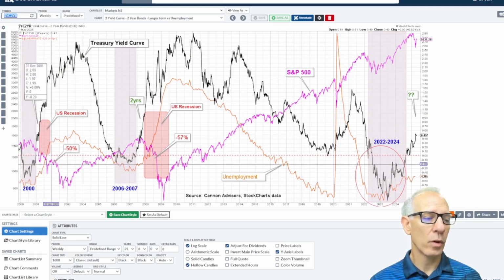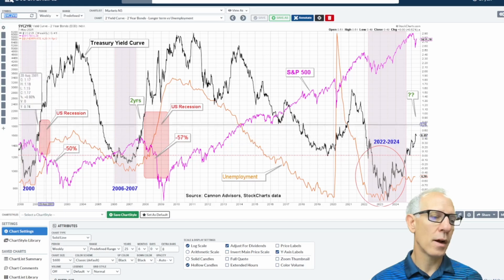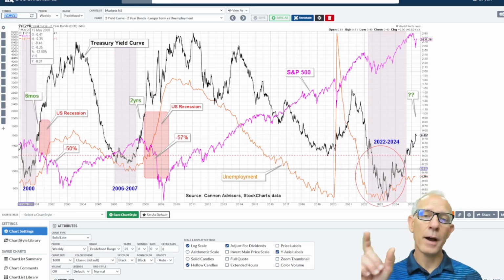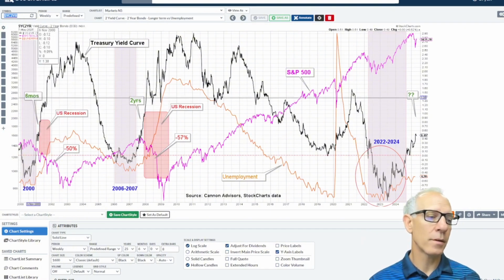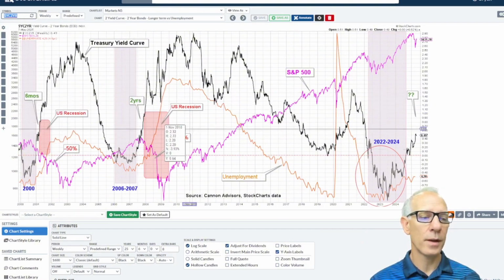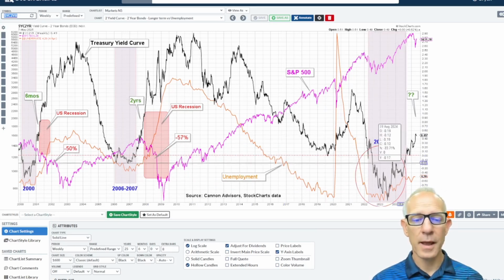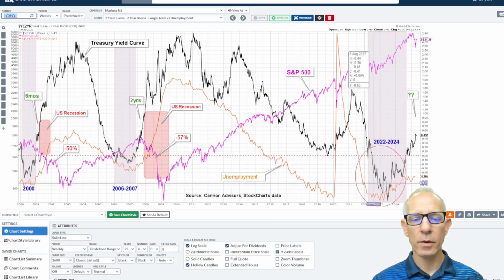And then you see unemployment as a lagging indicator start to shoot up. Generally speaking, when you have an inverted yield curve, it's always followed by a recession. So is it 6 months till that recession? Is it 2 years to that recession? Nobody knows. But if you fast forward to today, we've had this nasty inverted yield curve.